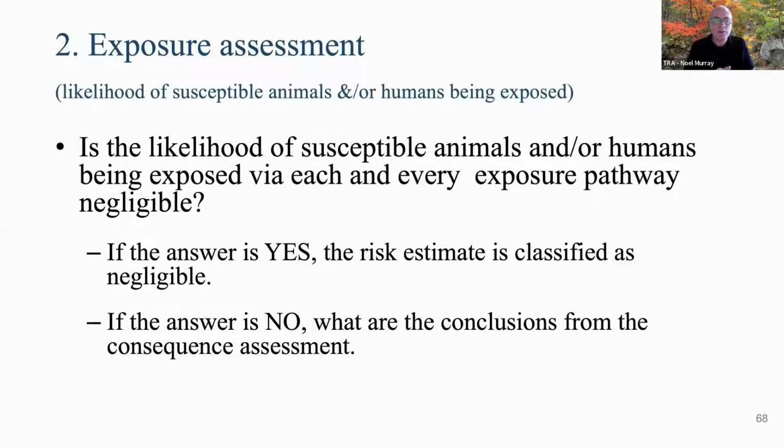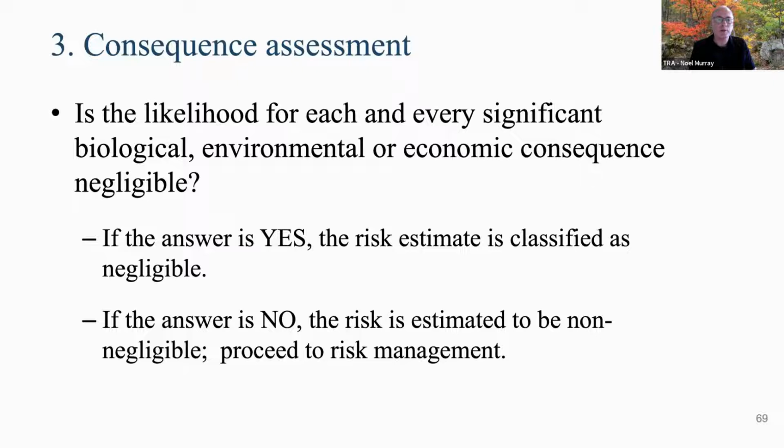So for the exposure assessment, what's the likelihood of susceptible animals or humans being exposed by each and every exposure pathway? Is that negligible? If yes, then the overall risk estimate is classified as negligible. If not, we need to look at the outcome from the consequence assessment step. So once again, is the likelihood of each and every significant consequence negligible? If yes, the risk estimate is classified as negligible. If not, then the risk is estimated to be non-negligible and we proceed to risk management, which we'll talk about later today.